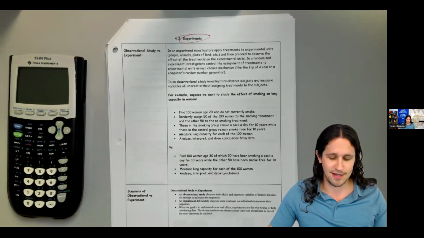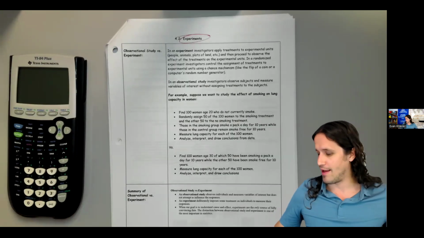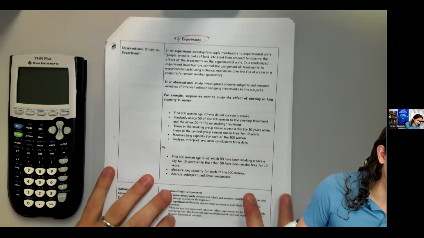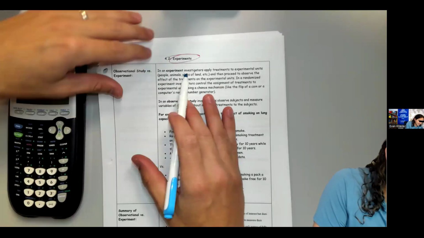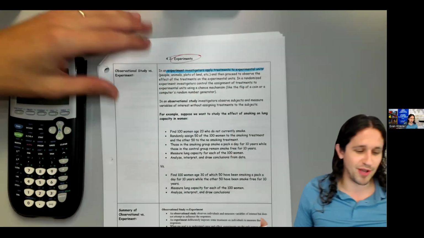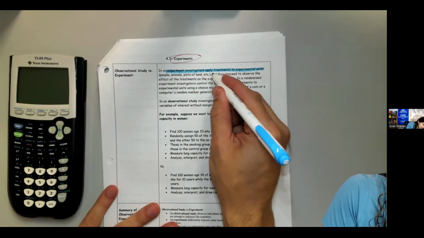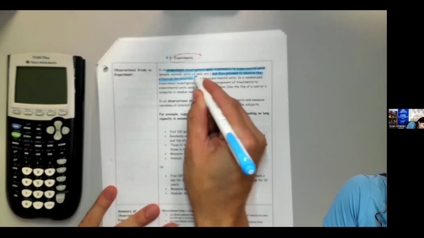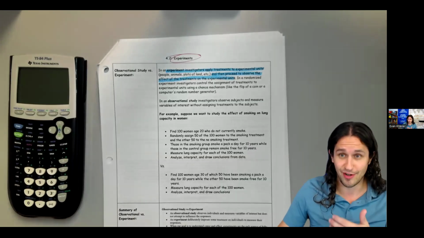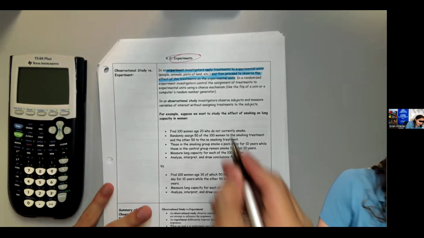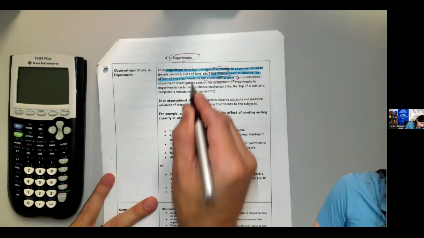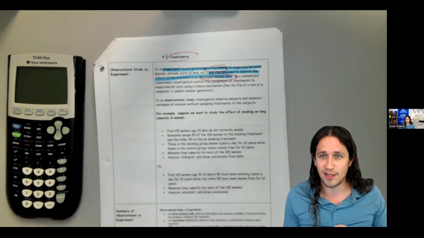It's vocab heavy at the beginning. So we've got some words here, a lot of words in our Comic Sans. Experiment. Investigators apply treatments to experimental units and then proceed to observe the effect of the treatment on the experimental units. Okay. So we've got our definitions loaded with more words that we need to be aware of. Treatments, okay, probably going to come up. Experimental units, okay, so more words we got to think about.